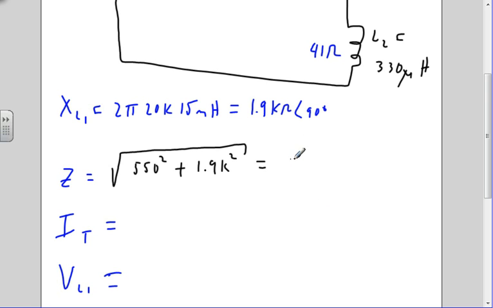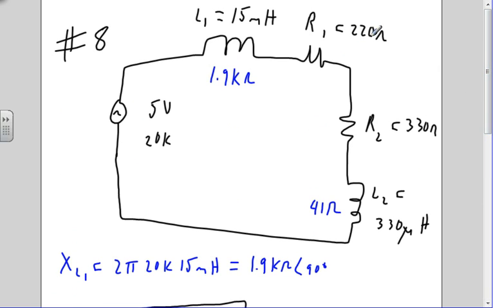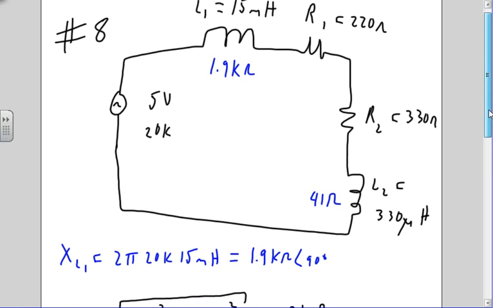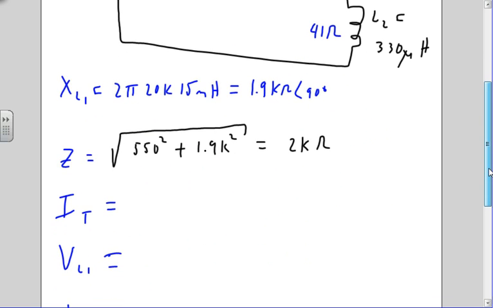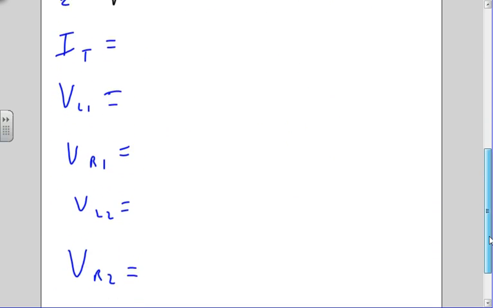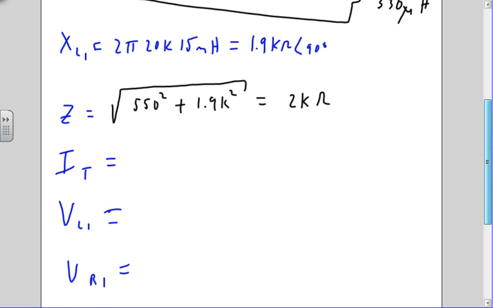Okay, so we'll call it 2k. I have a 220 ohm guy and a 330 ohm guy. I'm adding them together to get to 550. I've got 1.9k, which was 1.8 something that I rounded to 1.9. And when I add 41 to it, I've already done that because I rounded it up, so I'm going to keep it 1.9. And then this comes out to 1.97. I'm going to round it up to 2. All right, good enough? All right, maybe.